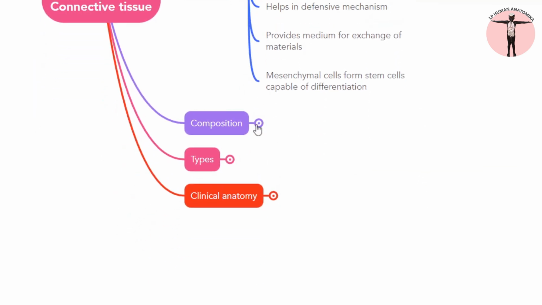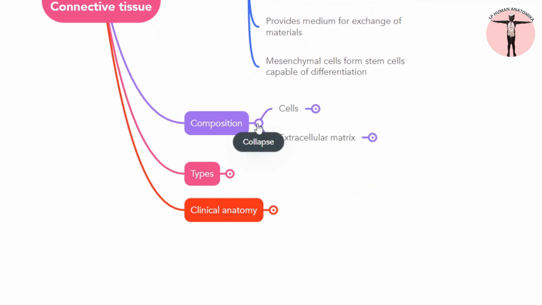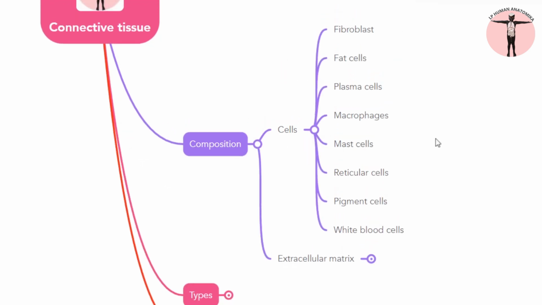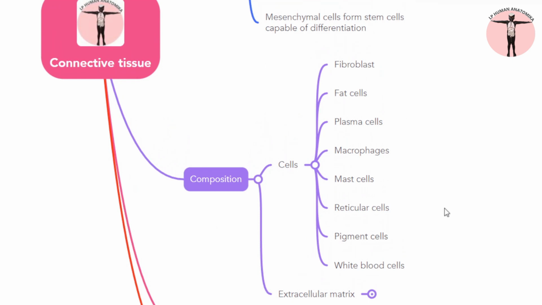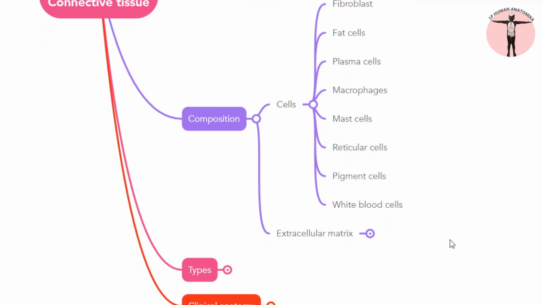Coming to the composition, the components of connective tissue include the cells and extracellular matrix. The cells include 8 types: the fibroblast, fat cells, plasma cells, macrophages, mast cells, reticular cells, pigment cells, and white blood cells, which is further classified into monocytes, neutrophils, eosinophils, basophils. So all these are included under the white blood cells.